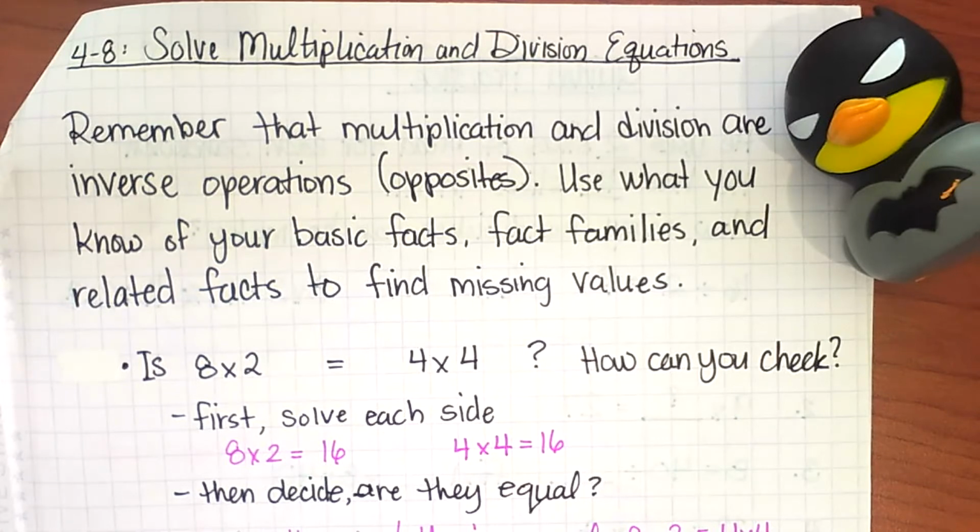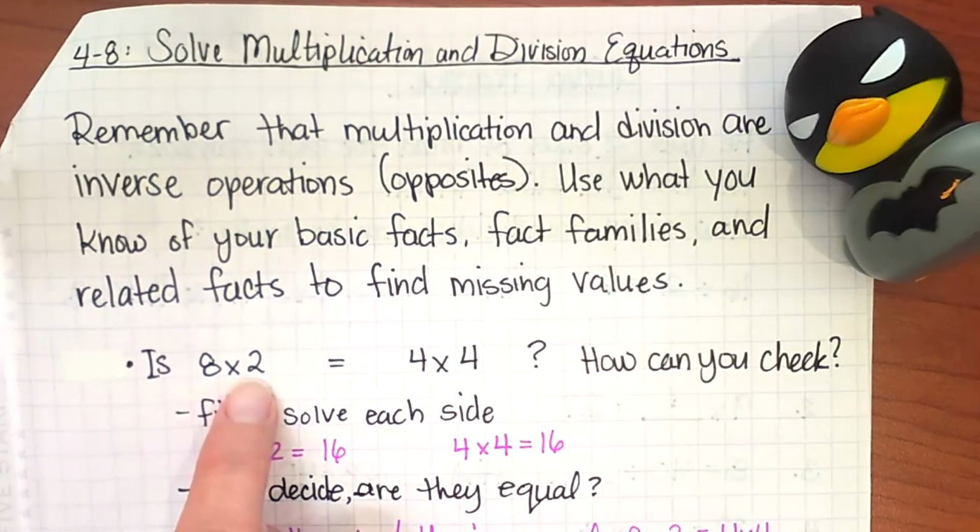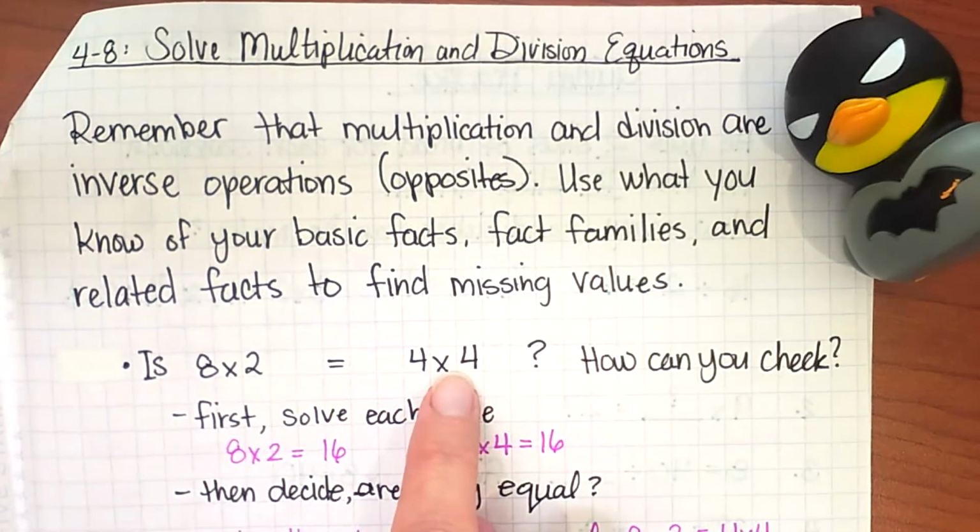And some of the things we need to think about are to remember that multiplication and division are inverse operations. That means they're opposites of each other. So use what you know from your basic facts, your fact families, and your related facts to find any missing values. So for this example, I asked you, is 8 times 2 equal to 4 times 4?